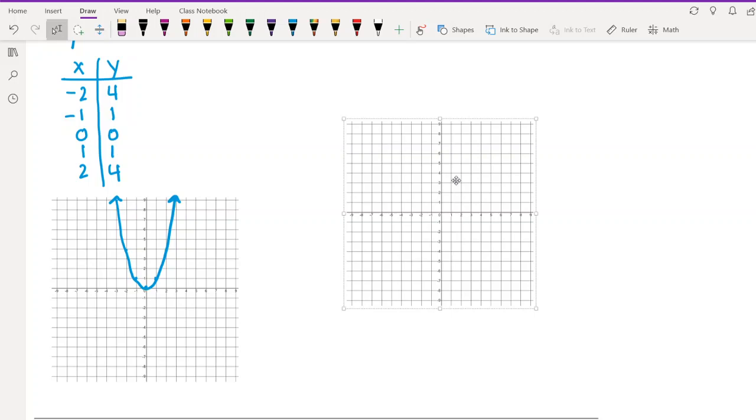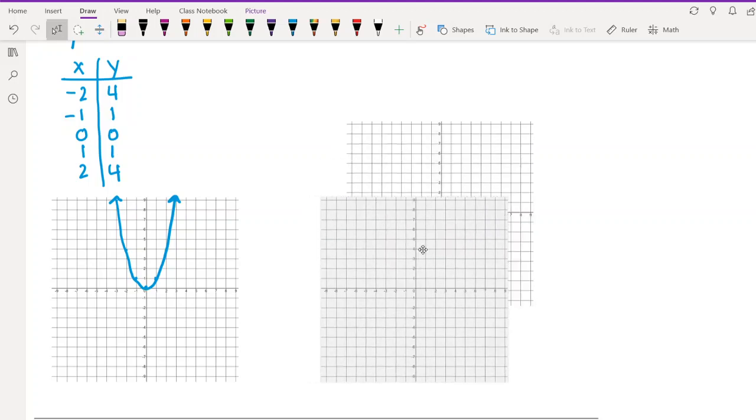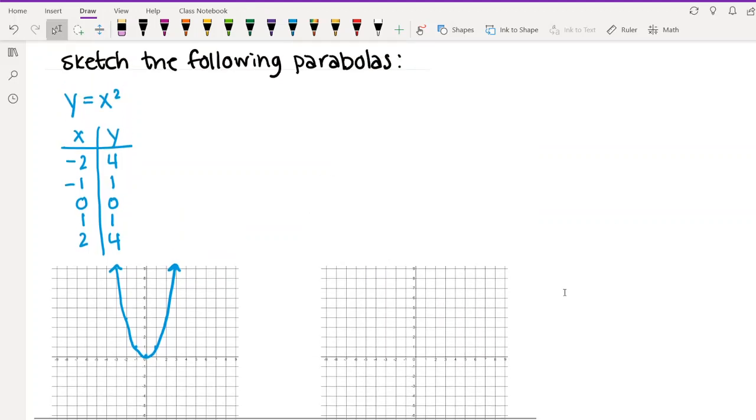So what if, instead of graphing y is equal to x squared, we switched it up and did x is equal to y squared? What is that going to look like? Well, let's make a table. When we make this table, it makes more sense to put y on the left and x on the right.